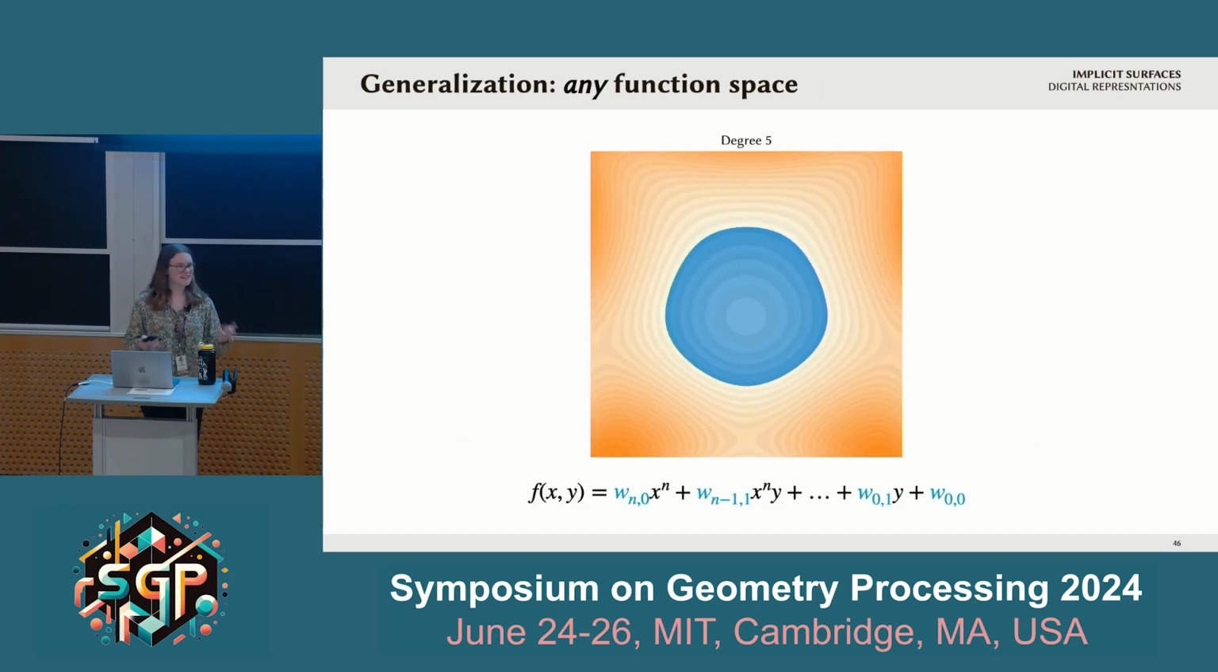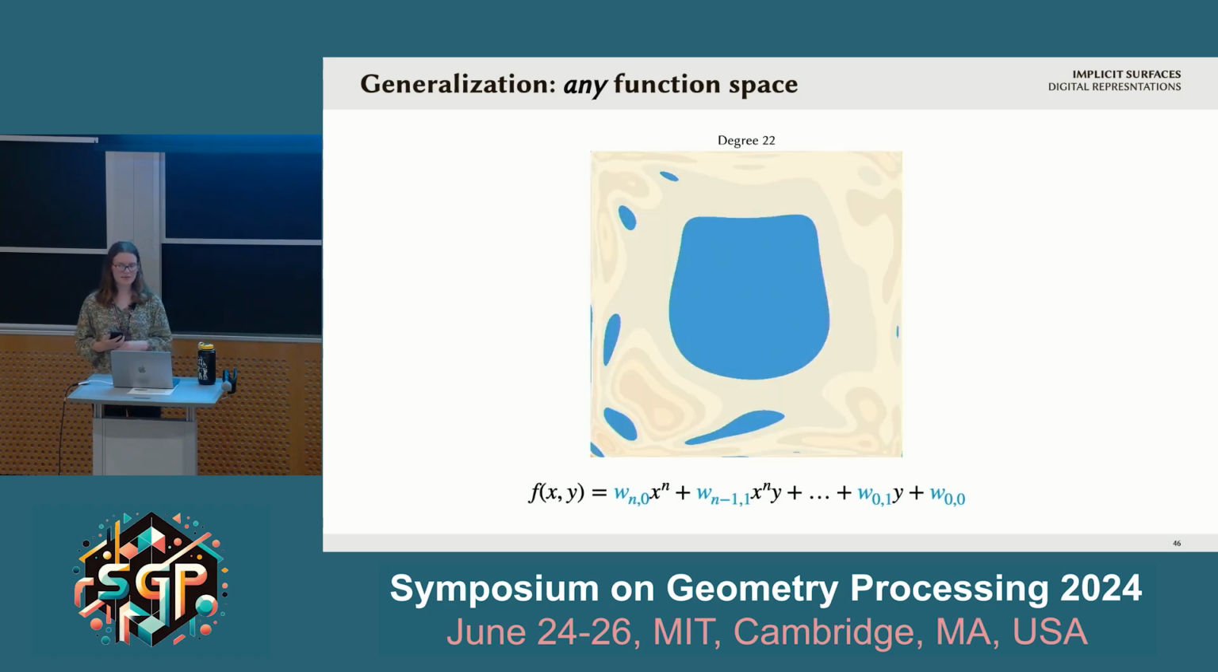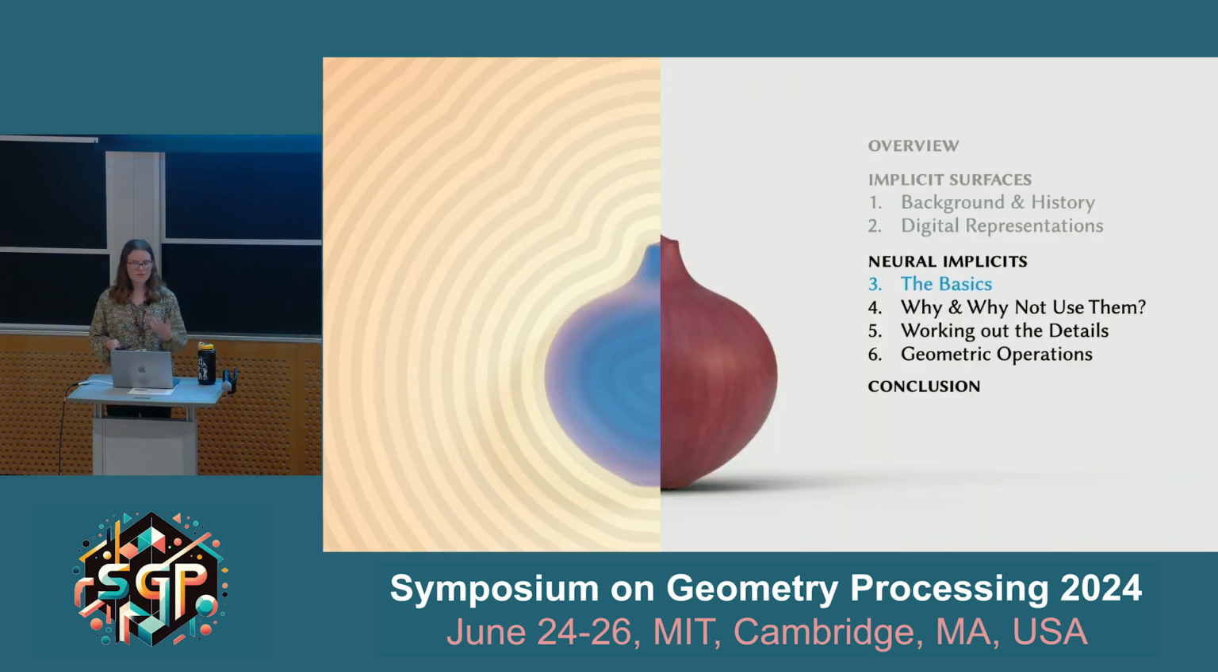But we could generalize this to representing our functions with any function space. For example, here is the very classic function fitting example of the function space of multivariable polynomials of different degrees. You can see this simple setup I have doesn't work very well, but there are lots of variations to the function space we use, which can be really good at representing implicit functions.